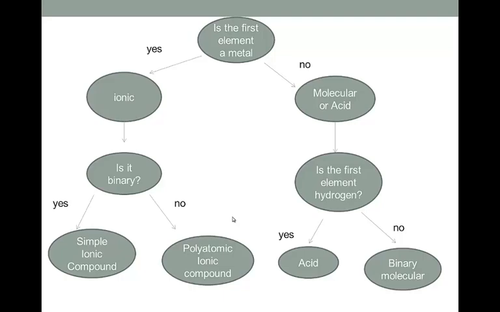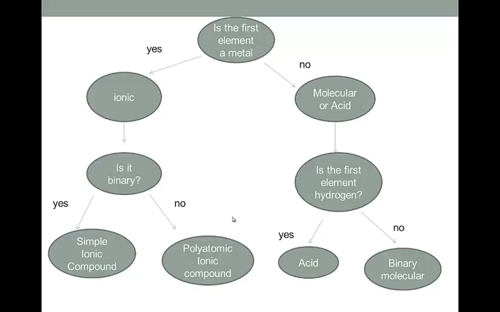And finally, this is a little flow chart that you can follow to determine whether it's ionic or molecular. Is the first element a metal? If it's yes, it's ionic. If it's no, it's molecular. Once you know it's ionic, your next question is, is it binary? If the answer is yes, it only contains 2 elements, then it's a simple ionic compound. And if it's not binary, then it's going to be a polyatomic ionic compound. So you have to know the name of the polyatomic ion.